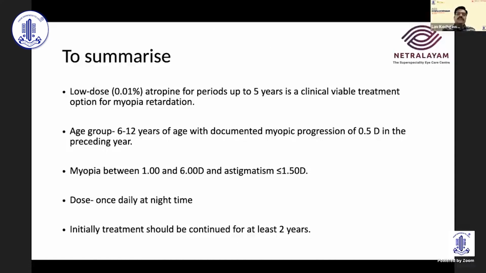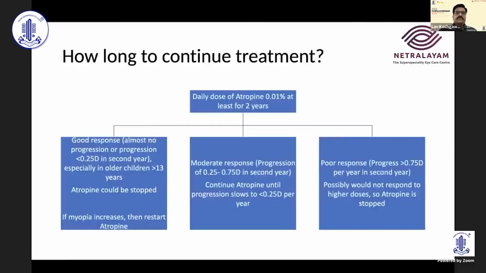So to summarize, low dose 0.01% for up to 5 years is a clinically viable treatment option for myopia retardation. Age group 6 to 12 years with documented myopia progression of 0.5 or more in the preceding year are suitable candidates for the treatment. Myopia between 1 to 6 diopters and astigmatism less than 1.5 diopters can be selected. Once daily nighttime dosage, and initial treatment should be continued for 2 years.